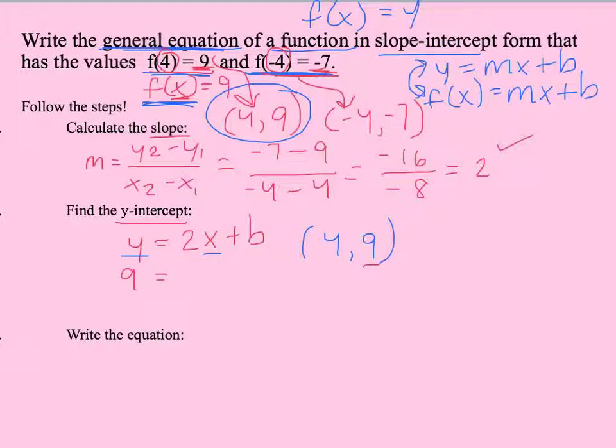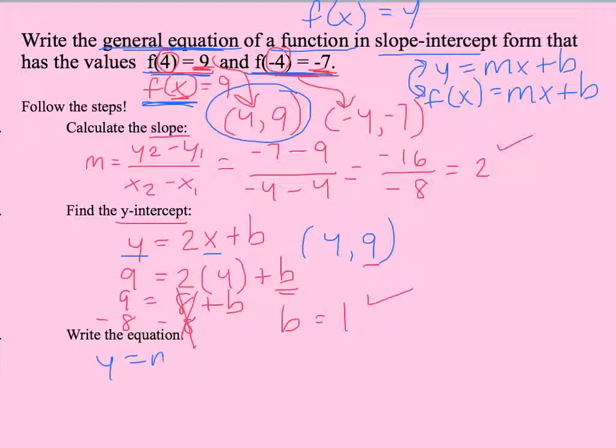So we get 9 equals 2 times x, which is 4, plus b. Once again, the only thing we need to solve for is b here. So we can simplify. 9 equals 2 times 4 is 8, plus b. Subtract 8 from both sides, and this cancels, b is equal to 9 minus 8, which is 1. So now we have b. For our final part of the equation, we do y equals mx plus b. Then we say y is equal to m, our slope we already know, it's 2x plus our y-intercept, which is 1.